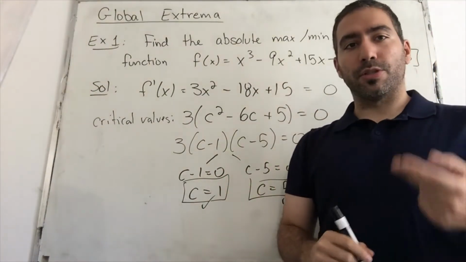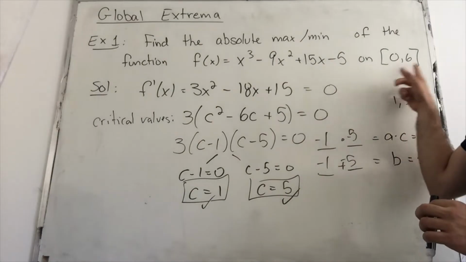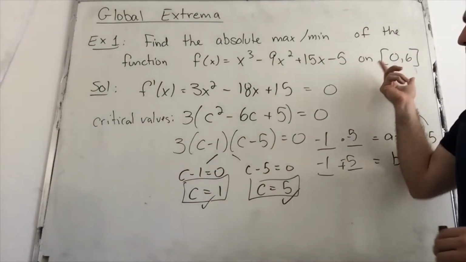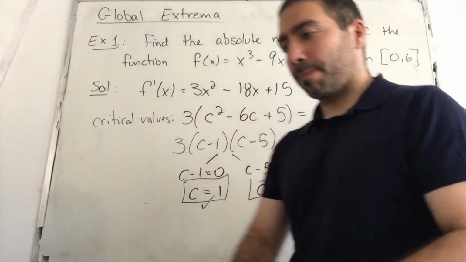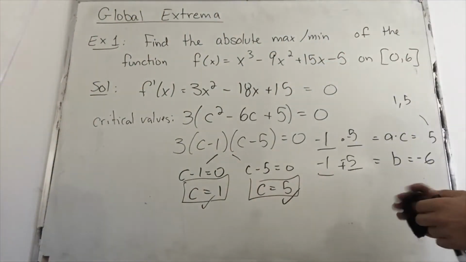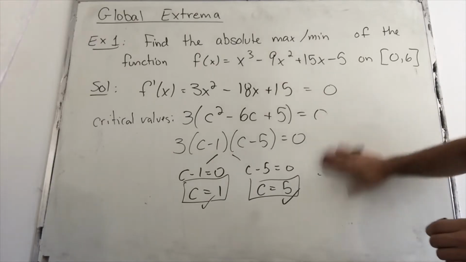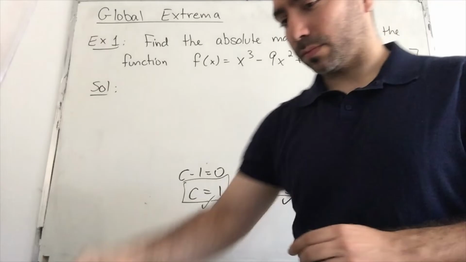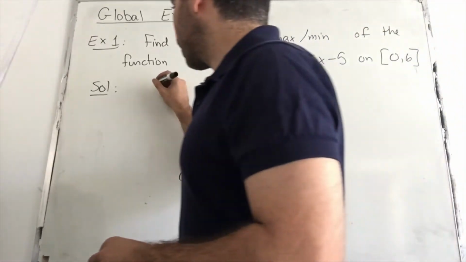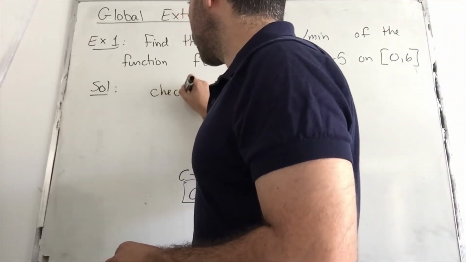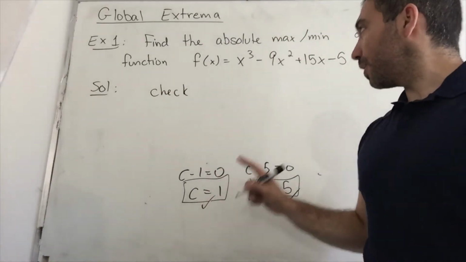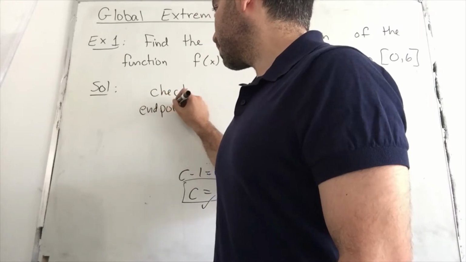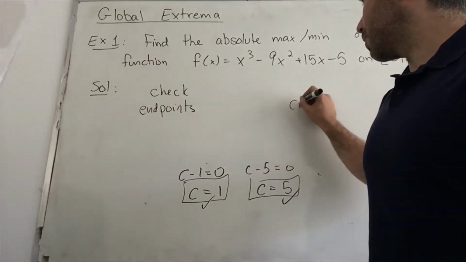Great. Step 2 is to check the endpoints. So let's go ahead and check all the endpoints and the critical values at the same time. So let me just erase and do that. Okay, so now we're checking. So what we have to check is the critical points and the endpoints. So check endpoints and critical points.